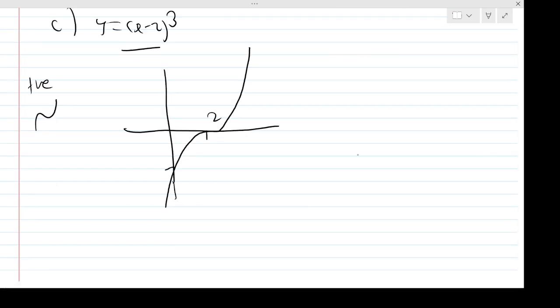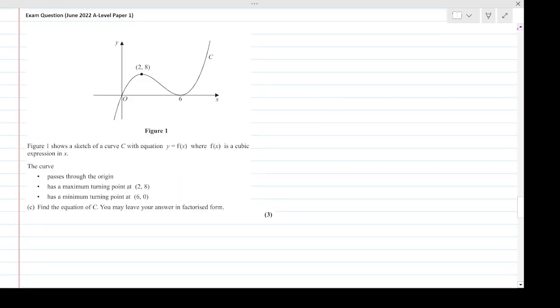And again, the y-intercept then, lastly, that's when x is 0. Then y is going to be 0 minus 2 cubed. That'll be minus 8. And there we are. Okay, and we also need to be able to go in reverse.